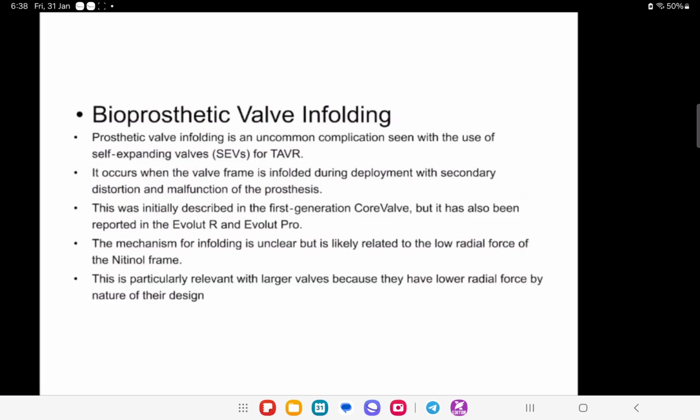Bioprosthetic valve infolding. Prosthetic valve infolding is an uncommon complication seen with the use of self-expandable valves for TAVR. It occurs when the valve frame is infolded during deployment, with secondary distortion and malfunction of the prosthesis. This was initially described in the first generation CoreValves, but it has also been reported in the Evolut R and Evolut Pro. The mechanism for infolding is unclear, but it is likely related to the low radial force of the nitinol frame. This is particularly relevant with large valves because they have lower radial force by nature of the design.